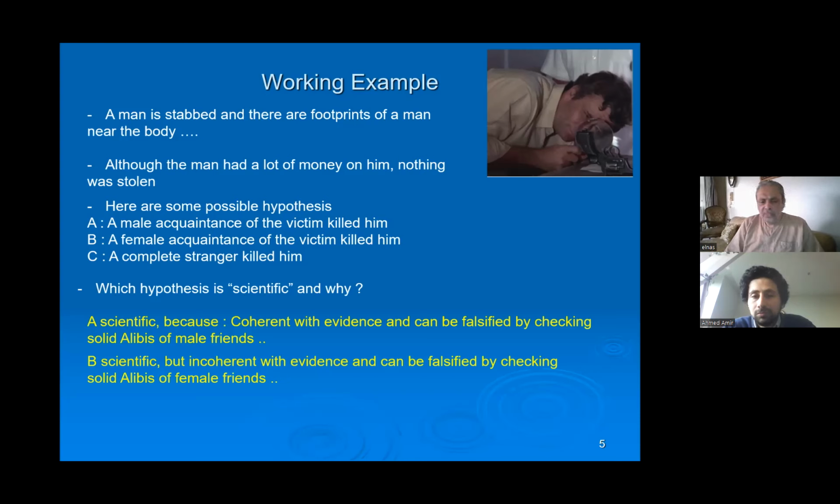What about C? What do you think about C? A complete stranger killed him.